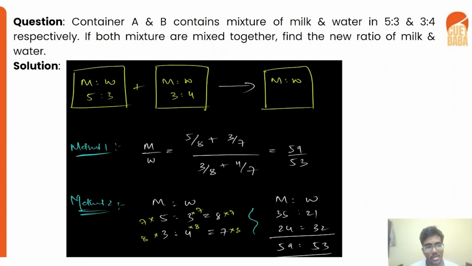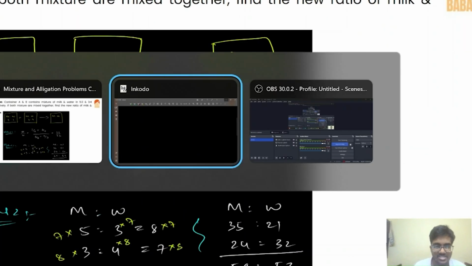Coming to the next question. Containers A and B contain a mixture of milk and water in 5:3 and 3:4 respectively. If both mixtures are mixed together, find the new ratio of milk and water. That is the question. So how do we solve this? There are two methods here.